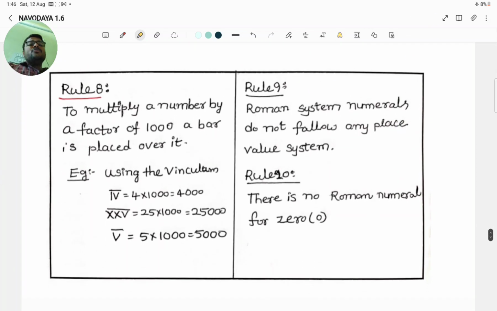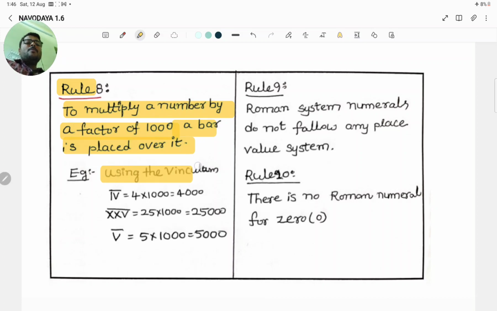See here, according to rule number 8, to multiply a number by a factor of 1000, a bar is placed over it. Here simply this is using the vinculum. Vinculum is nothing but a bar. For example, if the bar is present above any numeral, you have to multiply with 1000, and you will get the answer. For example, here IV is nothing but 4. When IV has a bar, that is nothing but 4 into 1000, we will get 4000.